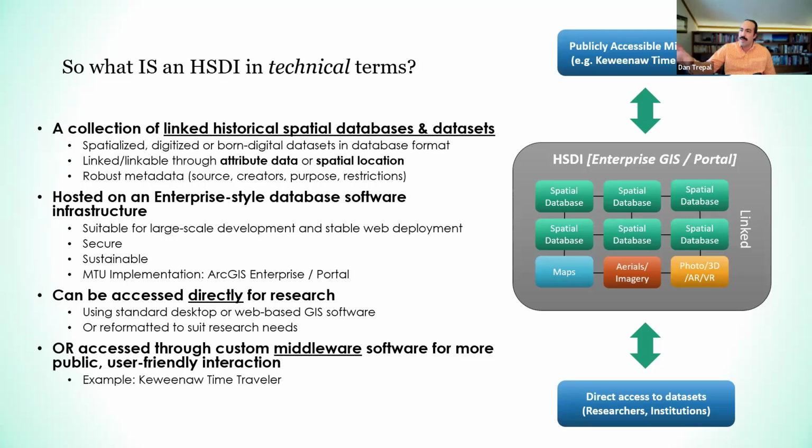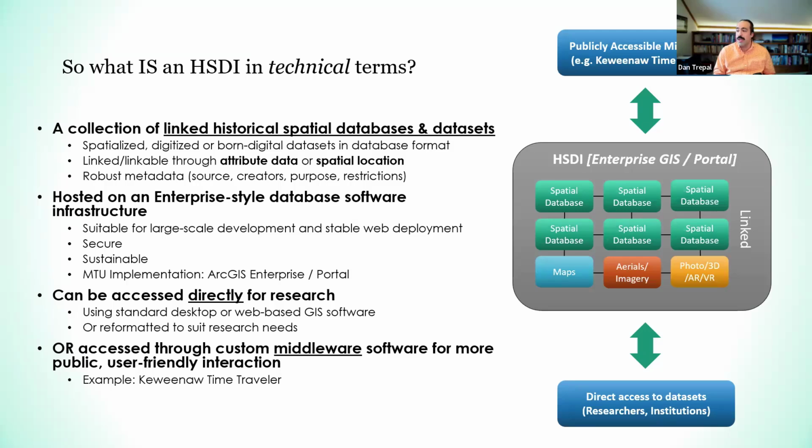And on the right, you can see this image, which attempts to summarize in diagrammatic form what an HSDI is and how we connect with it. So again, in that gray square, we have our databases all linked together in one implementation that's hosted, in our case, at Michigan Tech. And you can have lots and lots of these different data sets, census data and other historical records. You can have all kinds of cartography and imagery in there. These are all spatialized, so they've been geo-referenced.